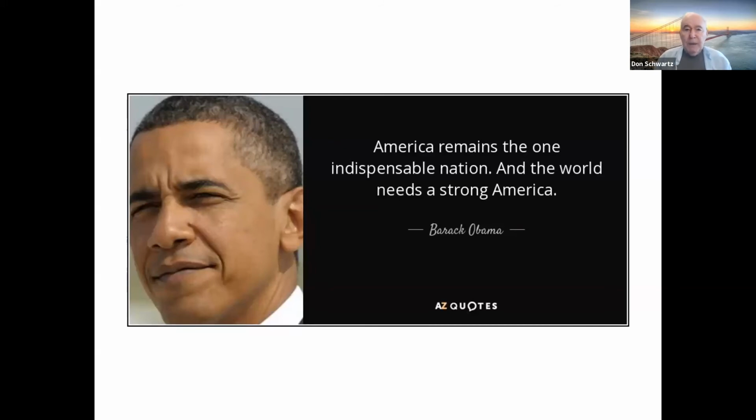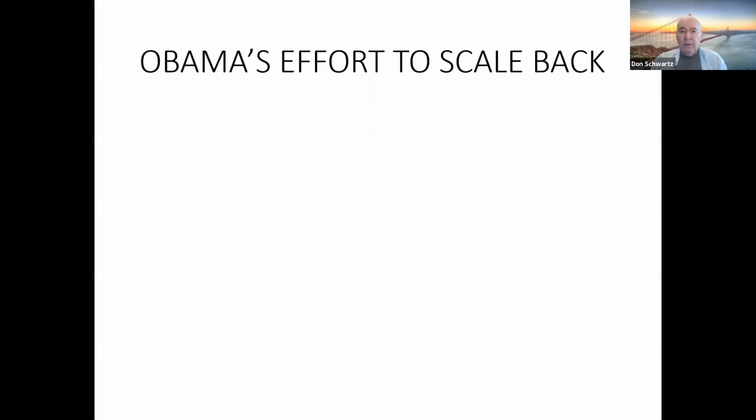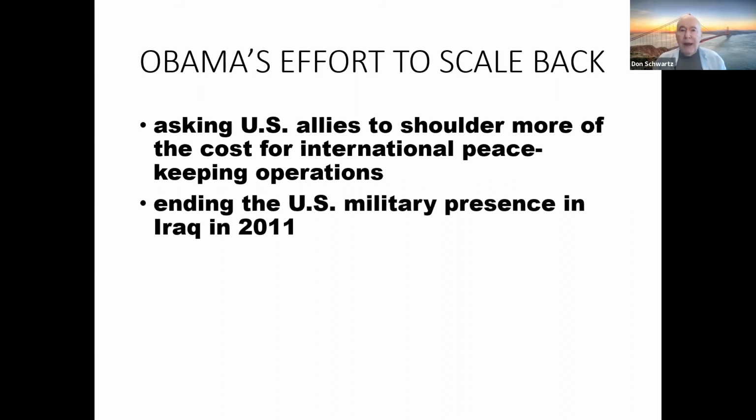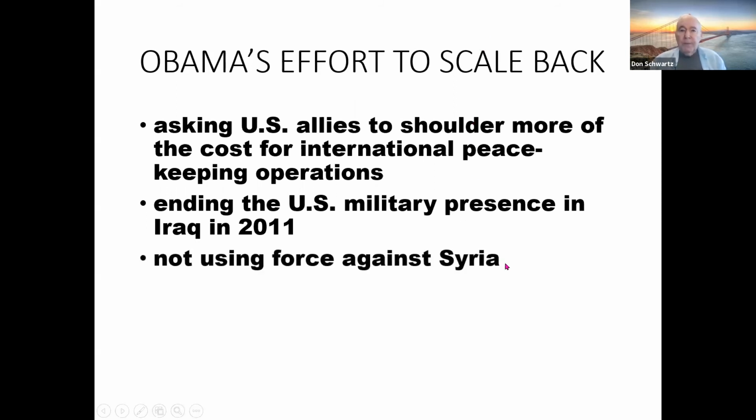But even as Obama embraced American exceptionalism, he recognized the danger of overreach. And so he sought to scale back the nation's strategic footprint abroad. He asked US allies to shoulder more of the cost for peacekeeping operations. In 2011, he ended the US military presence in Iraq. And as part of his strategic retrenchment, he chose not to use force against Syria when Assad crossed the red line by using chemical weapons against his own people.